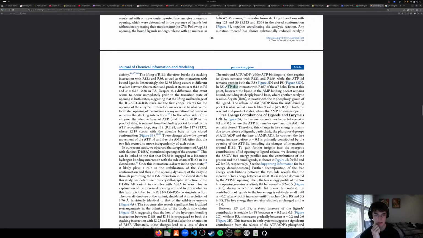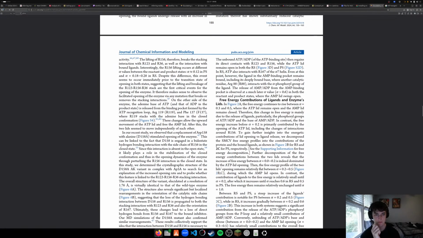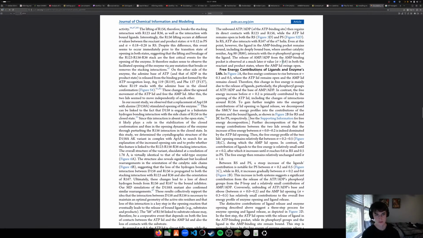In RS, the ATP also interacts with that. Even at this point, however, the ligand remains bound, including the deeply bound base, where another catalytic residue interacts with it in the release. Okay, for energy contributions.